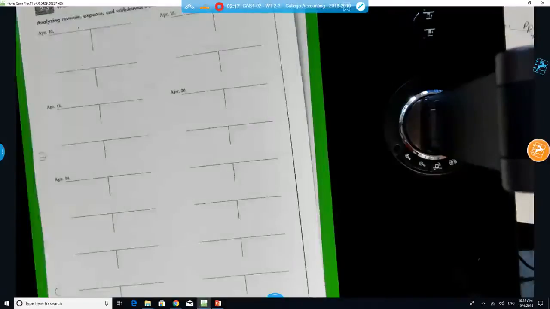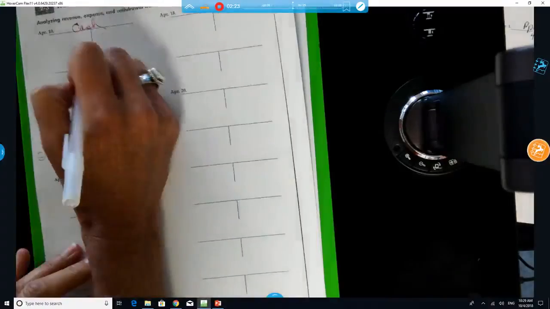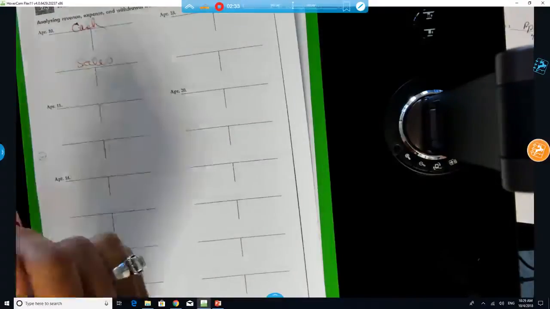So, what are my two accounts that are affected in this particular problem? Go ahead, Logan. Received cash from sales for $600. Cash and sales. Good. So what are my account classifications for cash and sales? Cash is an asset and sales are owner's equity. Okay, it's owner's equity.